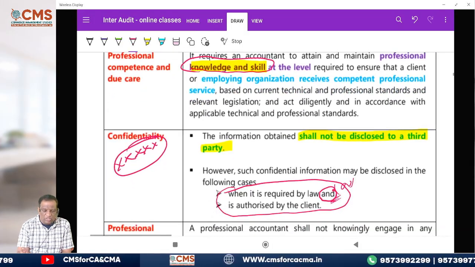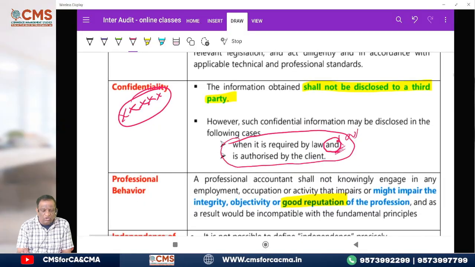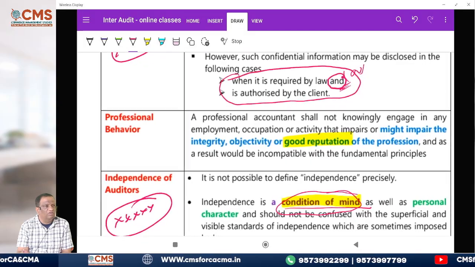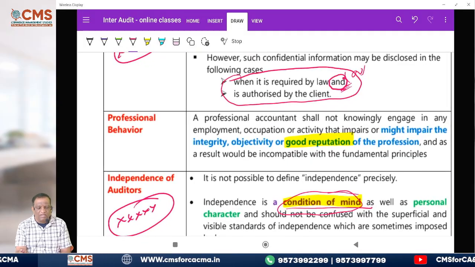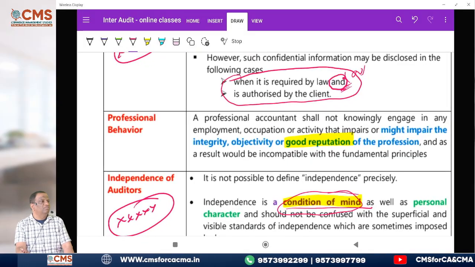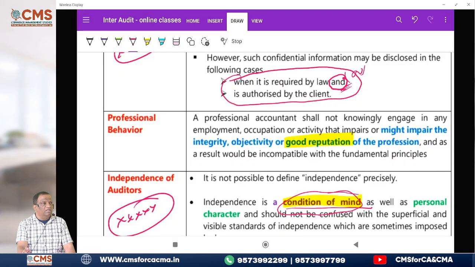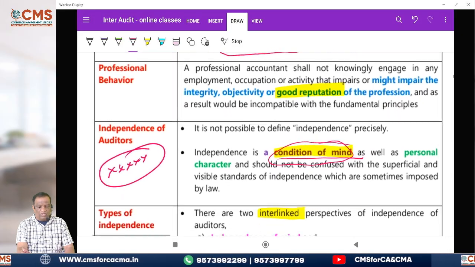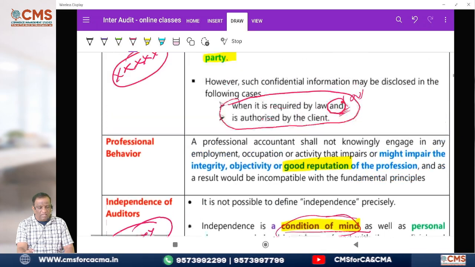Then confidentiality. Confidentiality is not to disclose to a third party and all that. Then professional behavior. That is the behavior, what you are doing, it shouldn't impair the integrity or reputation of the profession. So your professional behavior must be upright. And then independence of auditor. So till here it is.